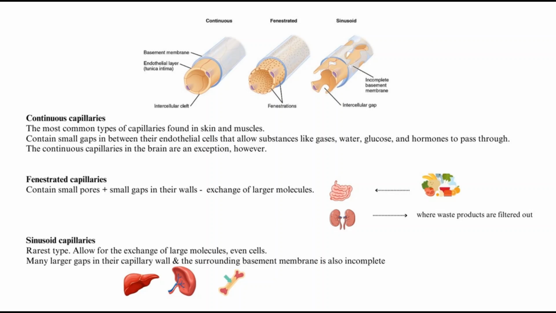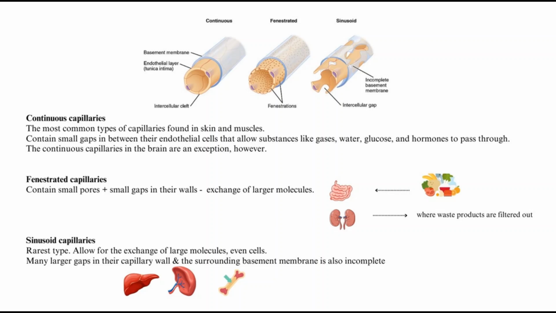Fenestrated capillaries. Fenestrated capillaries contain small pores in addition to small gaps in the walls that allow for exchange of larger molecules. Example, the small intestine, where nutrients are absorbed from food. The kidneys, where waste products are filtered out of the blood.